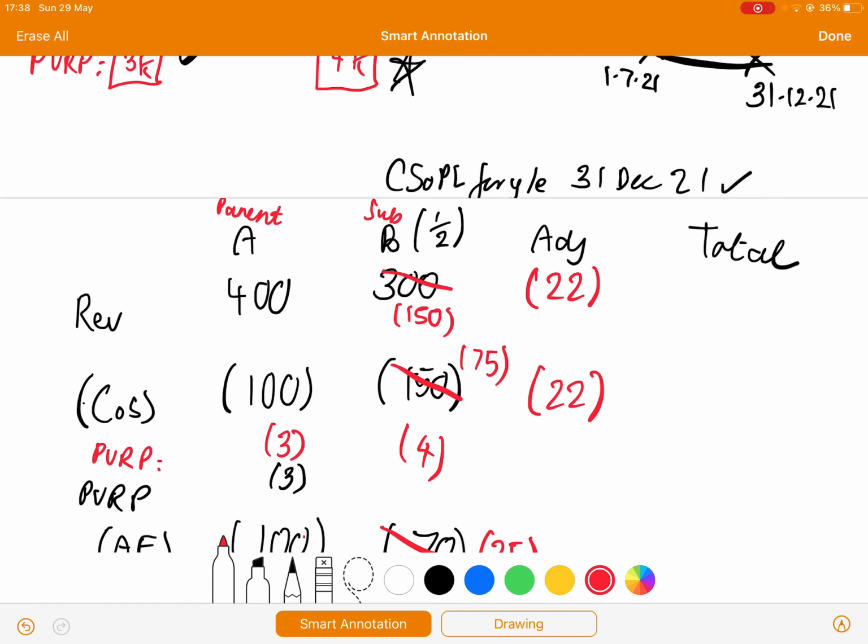So 250 minus 22 is 228, I think. 175, 197, 197, 203, 207, etc., etc. Right, so you do your final totals column.